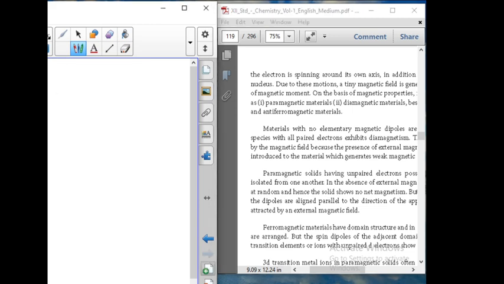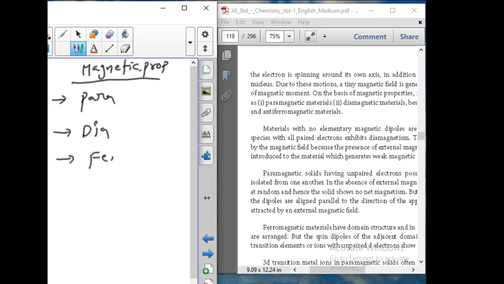There are different types of magnetic properties. Magnetic properties are totally four types. First one is paramagnetic, second is diamagnetic, next ferromagnetic, and antiferromagnetic substances.